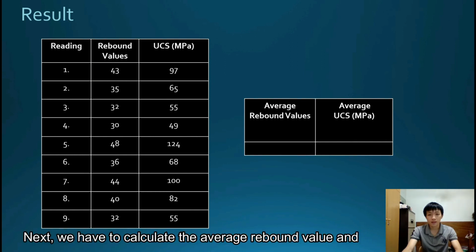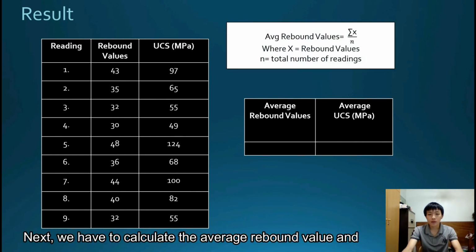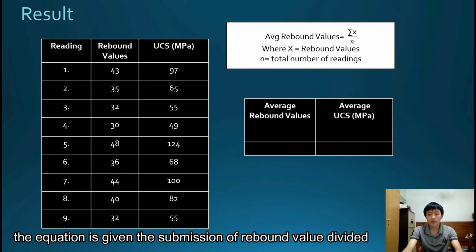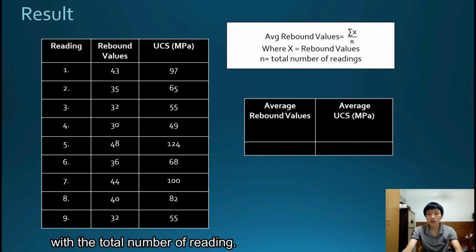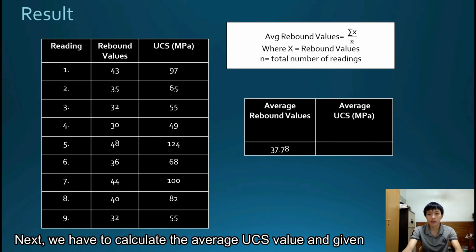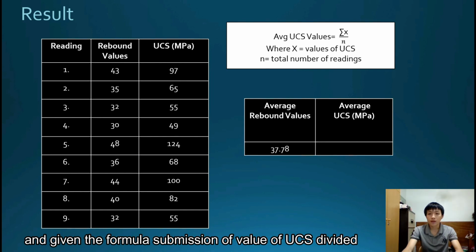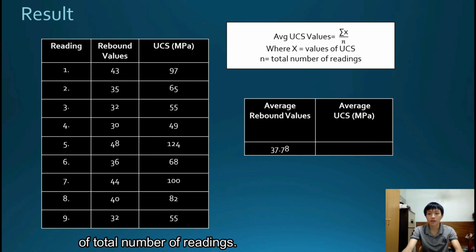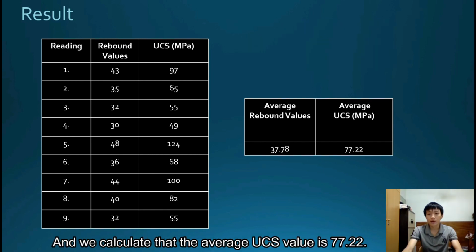Next, we have to calculate the average rebound value, and the equation is the summation of rebound values divided by the total number of readings, and we calculate that it is 37.78 for the average rebound value. Next, we have to calculate the average UCS value, given the formula summation of UCS values divided by the total number of readings, and we calculate that the average UCS value is 77.28.